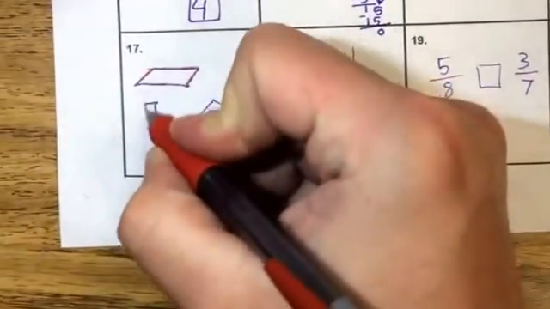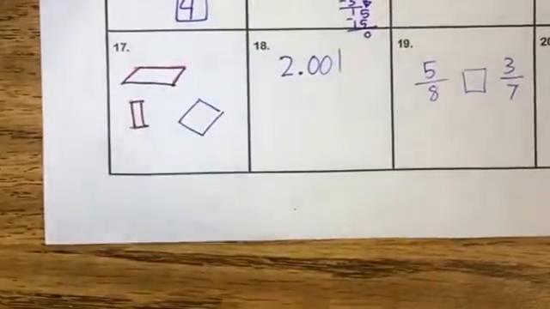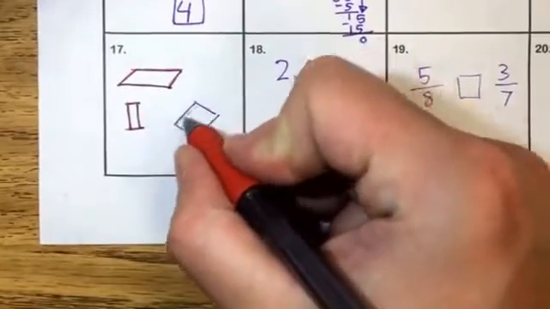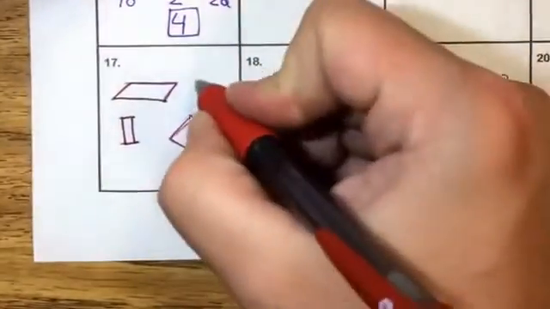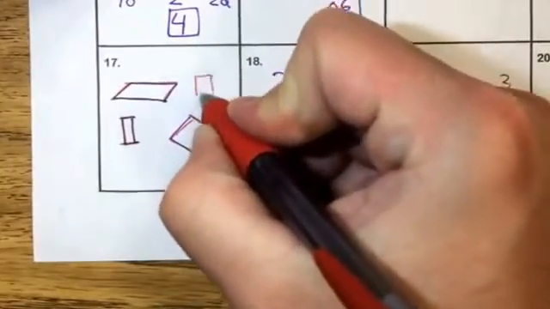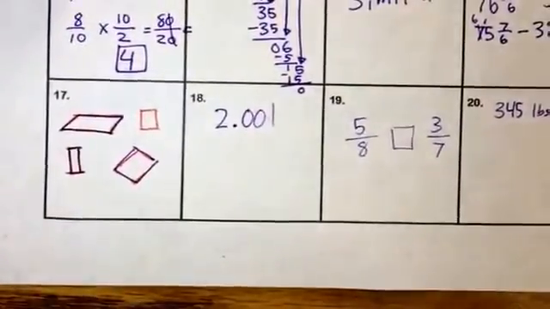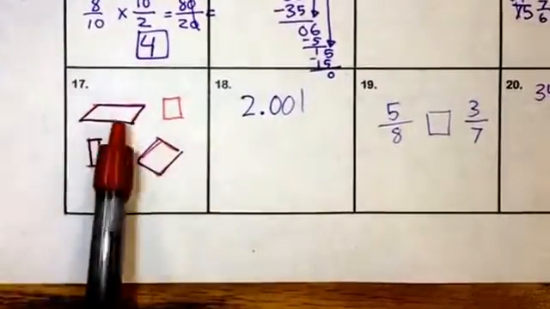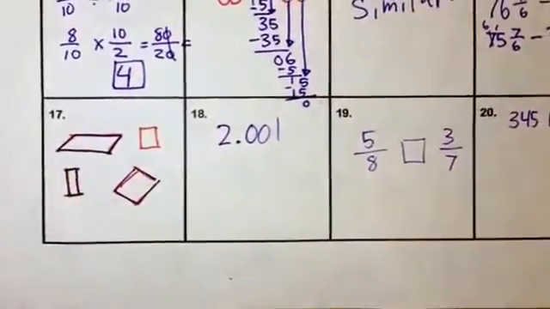So technically a rectangle is also a parallelogram because it has two sets of parallel sides. Technically this rhombus is also a parallelogram because it has two sets of parallel sides. A square is a parallelogram because it has two sets of parallel sides. So we draw parallelograms looking like this quite often, but a parallelogram can be any of these shapes because they have two sets of parallel sides.